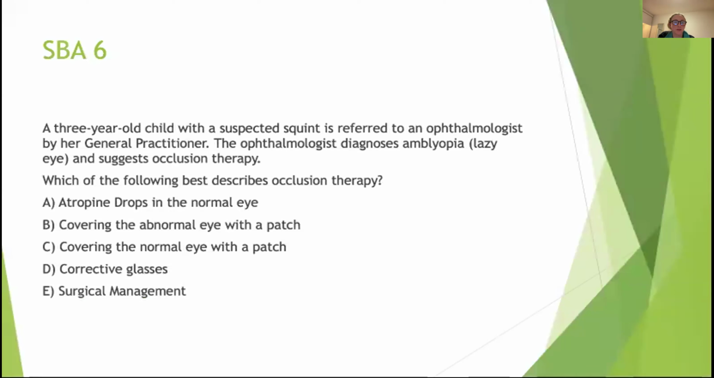Okay, so we've got a 3-year-old child with a suspected squint, who's referred to the ophthalmologist by her GP, and she's diagnosed with amblyopia and suggests occlusion therapy. Which of the following best describes occlusion therapy?